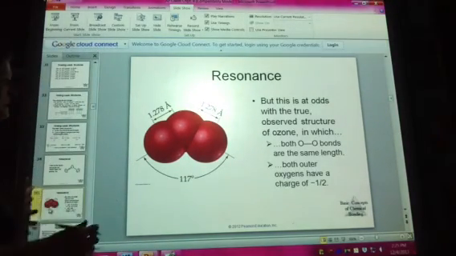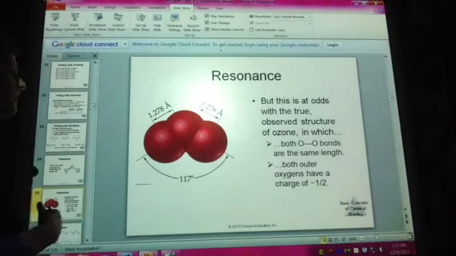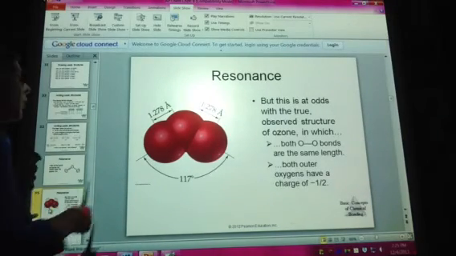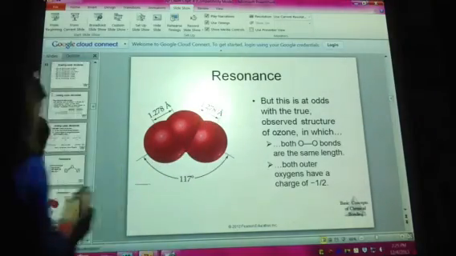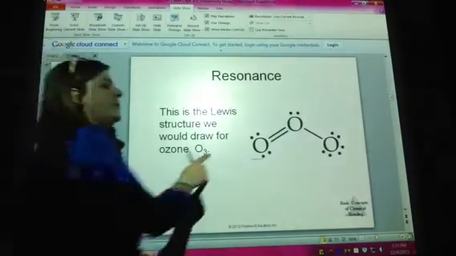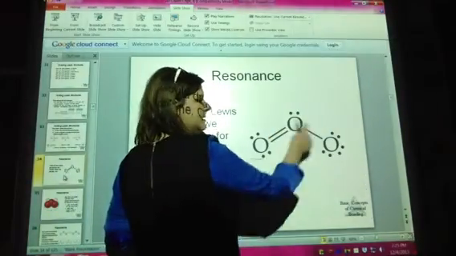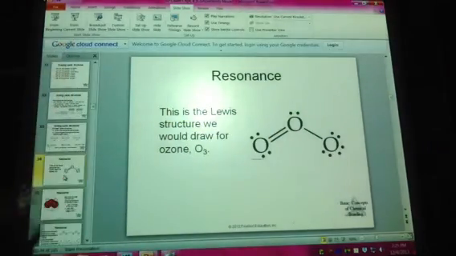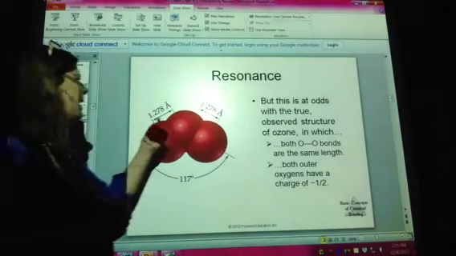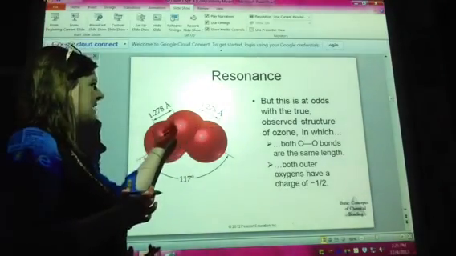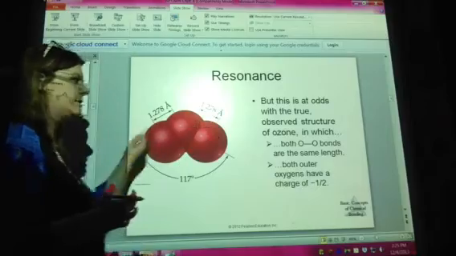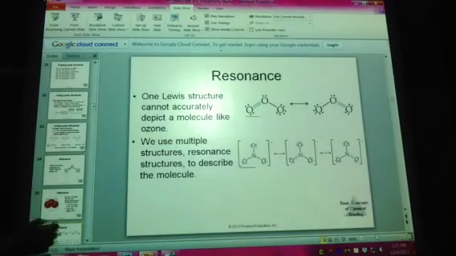Instead, the oxygen bonds end up being the same length. So the length between these two and the length between these two are the same. But they technically shouldn't be, because this one is a double bond and this one is a single bond, and double and single bonds can have different bond lengths. So I observe, actually in nature, that ozone has the same bond length between those oxygens. So why is that? It's because of something called resonance.